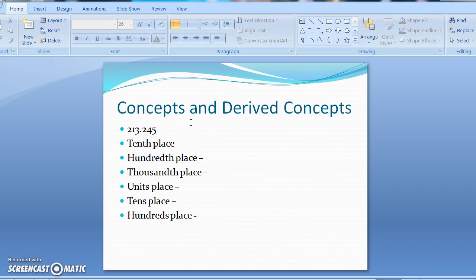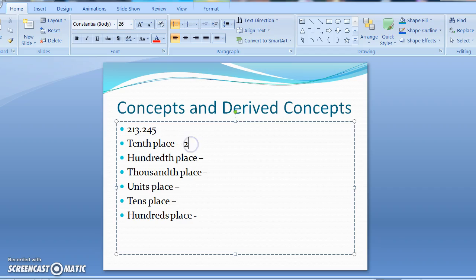213.245, let's say as an example, what would be the digit which is in the tenth place? Now you may recollect that the tenth place is nothing but the digit to the right of the decimal, immediate right, and hence the tenth place is 2. What is the hundredth place digit? It is the digit to the right of the tenth place, and therefore it is now the digit 4. The thousandth place is the digit to its right, which is 5.